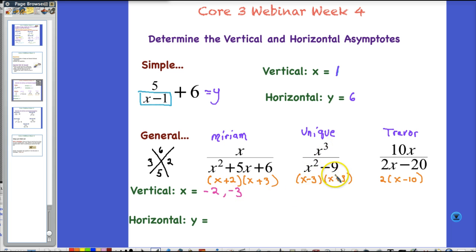Same thing with this one that Unique did. We have one at x equals 3, and we have another one at x equals -3. So you guys will see when you watch this lesson how strange these legs can start to look. And then Trevor, the one you have only has 1. And that's because 2 doesn't have an x by it, so all we have to do is look at what x minus 10 would make that be 0, and that would be +10. So nothing new for you guys here, right?